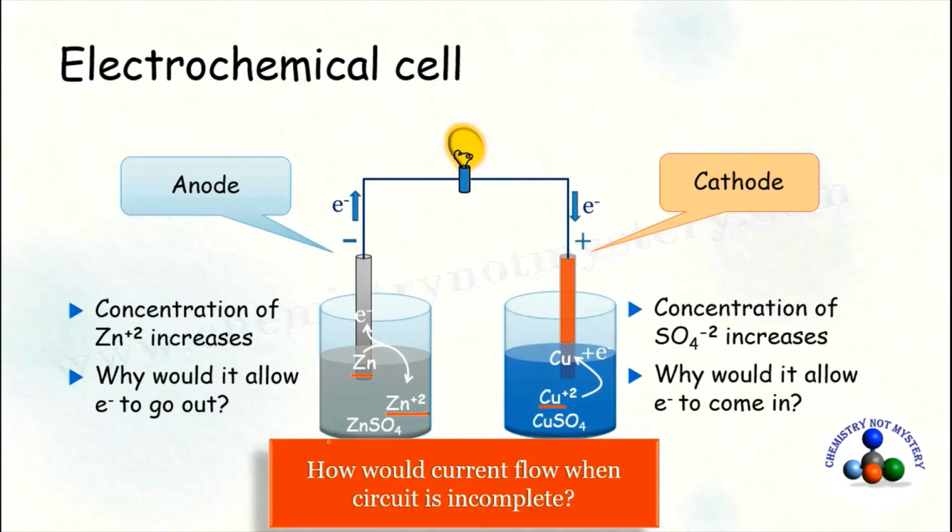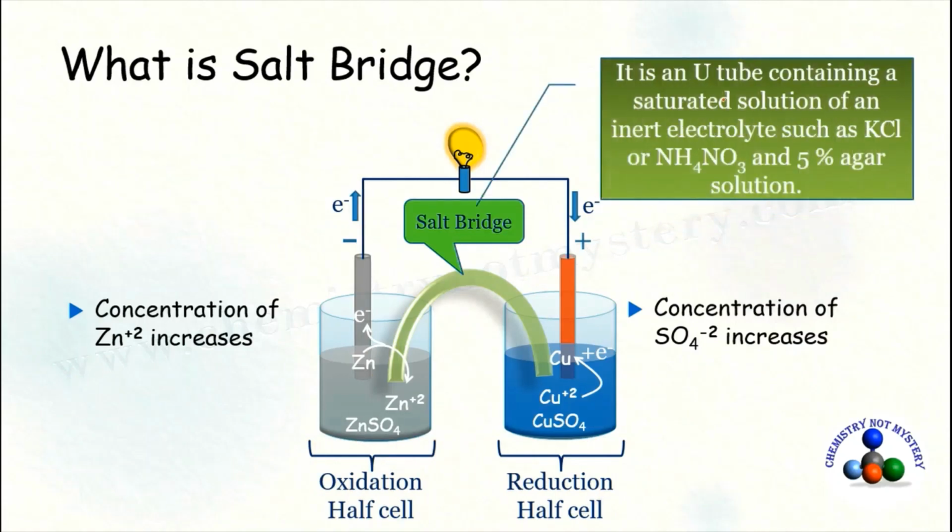As the solution of all these questions, salt bridge is used. Salt bridge is a U-tube containing solution of inert electrolyte such as KCl or ammonium nitrate and 5% agar solution. So what is the role of salt bridge?